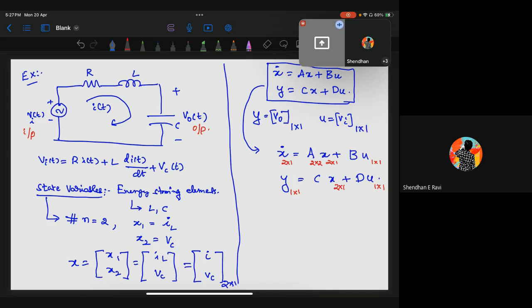Yes or no? Any doubt? Sir, I can't understand this. How is it 2 by 2? Is this clear? Yes, sir. So now here we are multiplying A and X. Okay. That is summing up with B and U. That has to be equivalent to what? Sir, how is A 2 into 2?